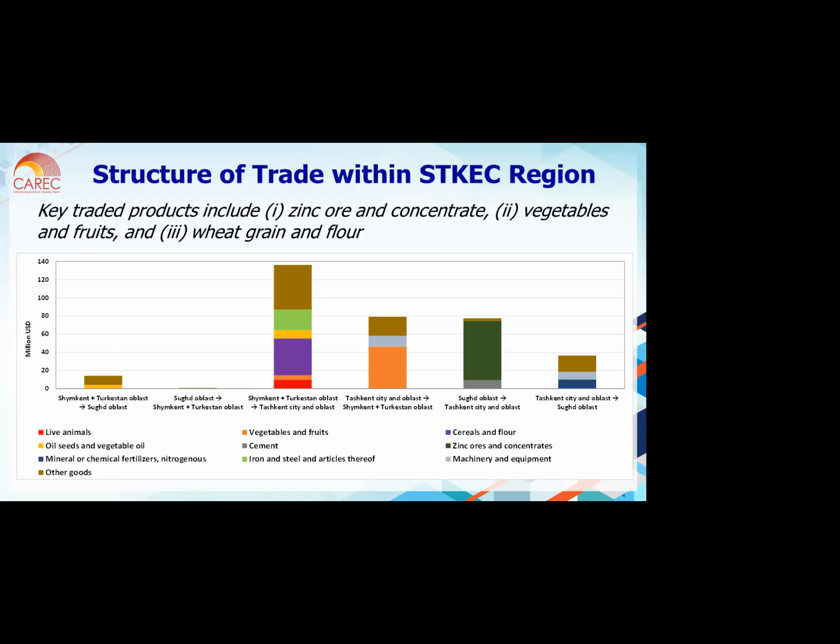And as regards the other products, these are vegetables and fruits, mostly coming from Uzbekistan and Tajikistan to Kazakhstan. And from Kazakhstan, they bring wheat grain and flour to Uzbekistan and Tajikistan. As regards machinery and equipment, their share is not quite big. Next slide, please.